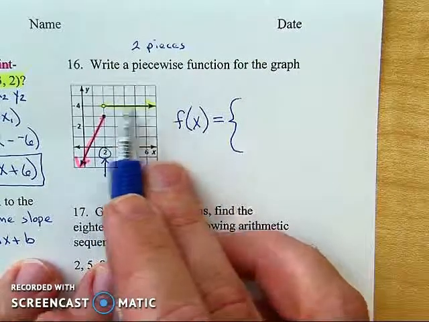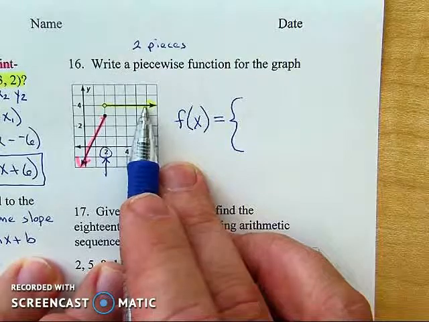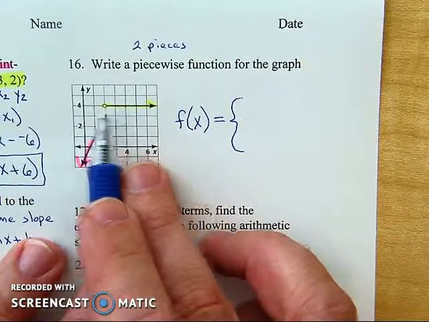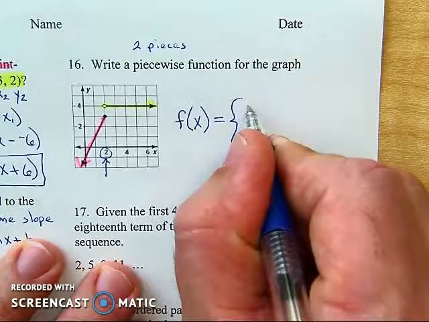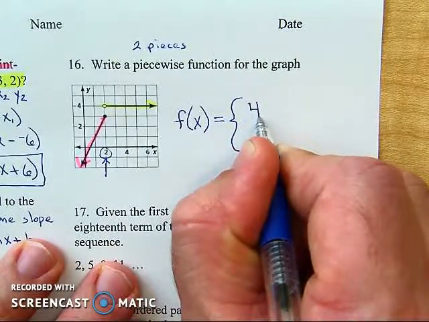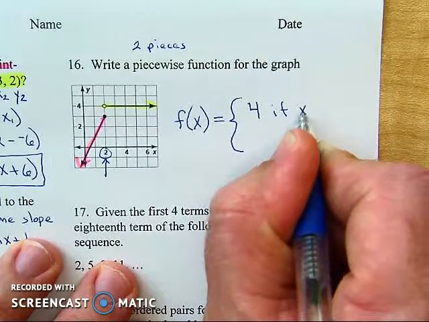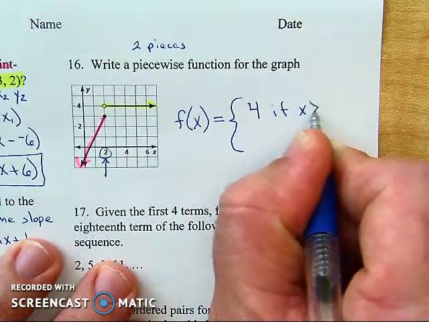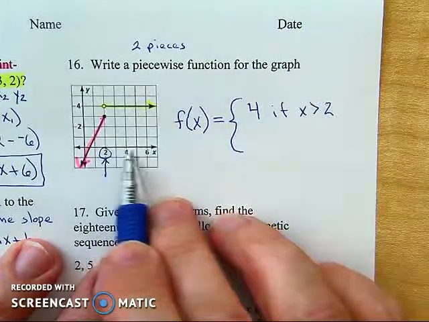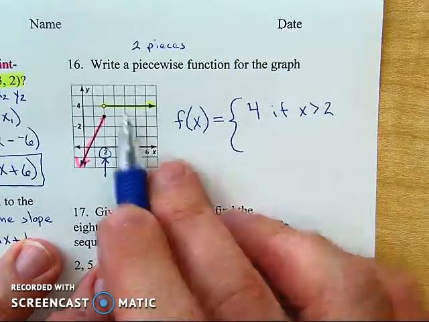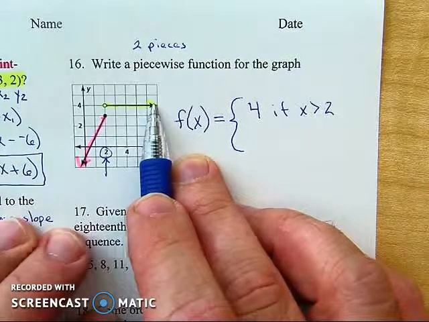This is a horizontal line, and we've learned that horizontal lines generally look like y equals a number. In this case, here's y, it's 4. So basically I can just say it's going to be 4 if x is greater than 2. So it's saying if the value of x is greater than 2, what is the graph doing? It's just hanging out here at 4. It's not doing anything else.